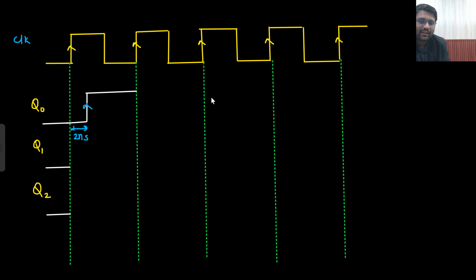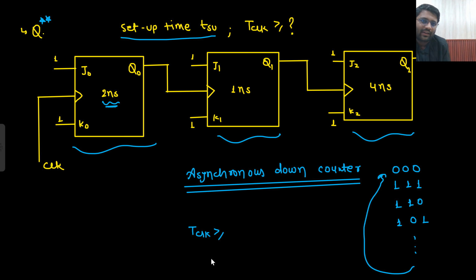Then again he will toggle here. Again the process will keep on going, but let's analyze for the first cycle only. So now this is the positive edge. This Q0 is being fed as a clock here.